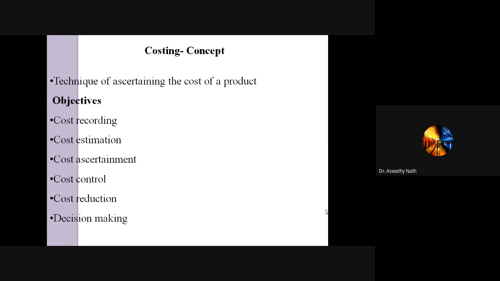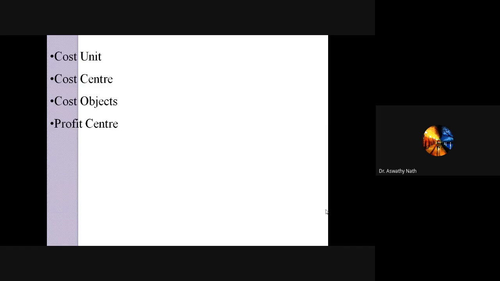And next is decision making. So we know the success of any organization depends upon the timely decision taken by the management, and this costing data helps the management to take decisions on time. So these are the objectives of costing, and these are some concepts in costing. First one is cost unit.